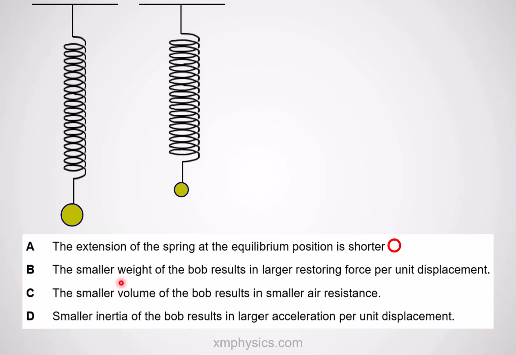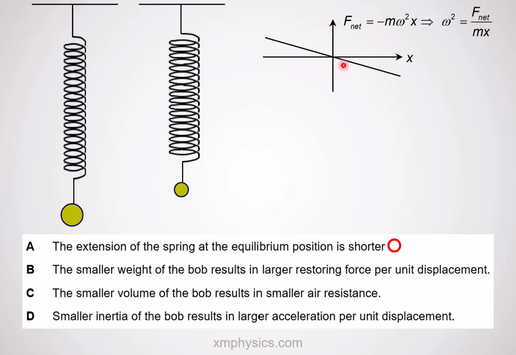Let's look at option B, which says that the smaller weight of the bob results in a larger restoring force per unit displacement. Since this option mentions larger restoring force per unit displacement, let's think about the significance of this quantity. For any SHM, the graph of net force against displacement is always a downward sloping straight line passing through the origin. In fact, the gradient of this line is negative m omega square. So omega square is actually equal to the restoring force per unit mass per unit displacement.